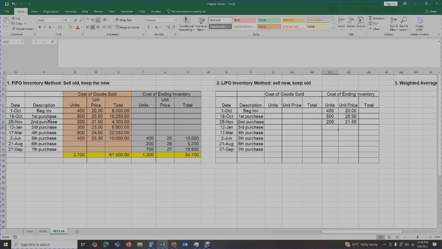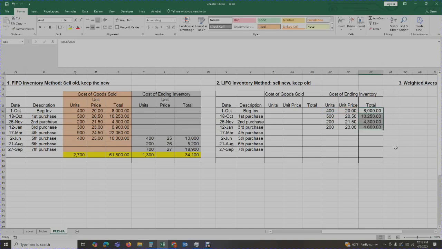Okay, so let's look at the third purchase. On the third purchase, I have 300 units. I don't need all 300. I just need 200 to come up with my 1,300 total. So I've got those at $23. Now we're going to do the math. We're going to multiply the units times the unit price. Because I am using Excel, I can easily calculate the information.